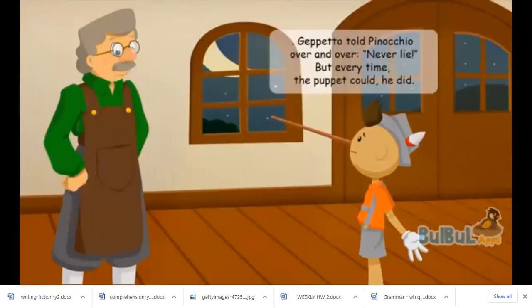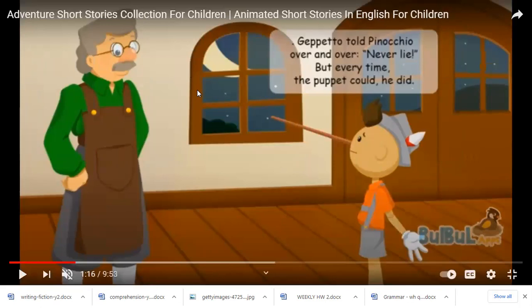More description. Geppetto told Pinocchio over and over, never lie. But every time the puppet could, he did.